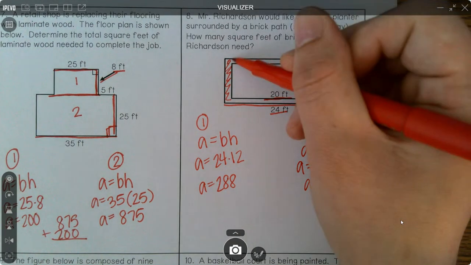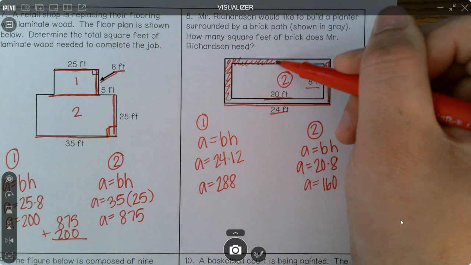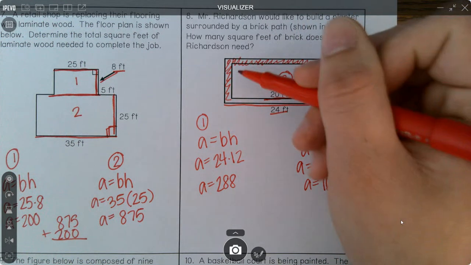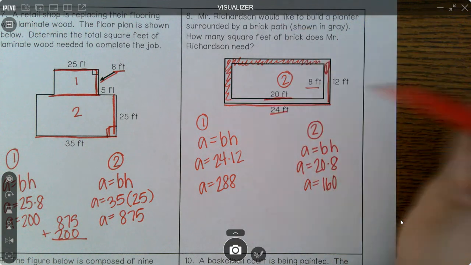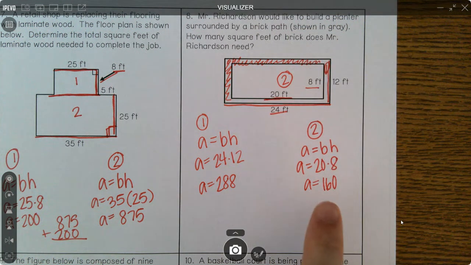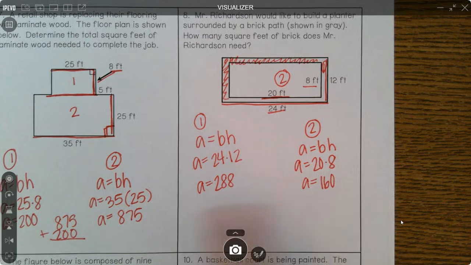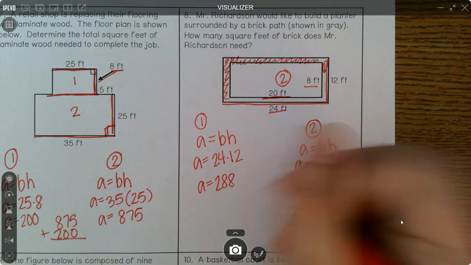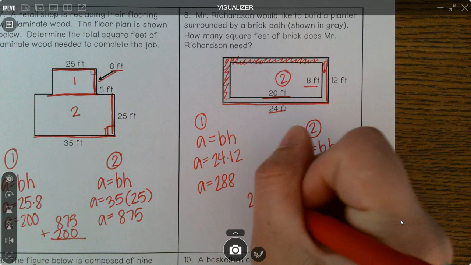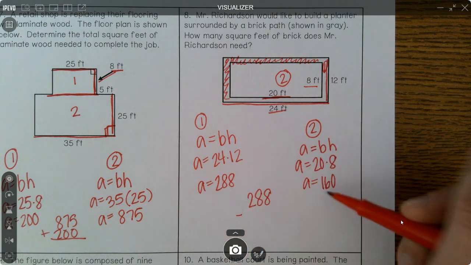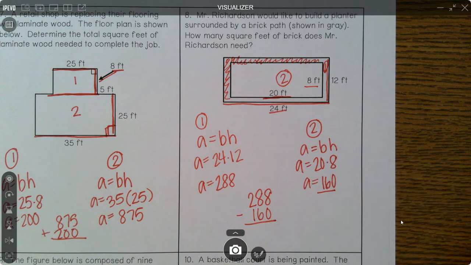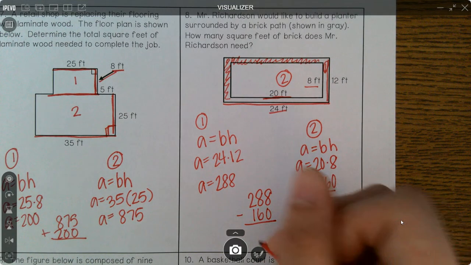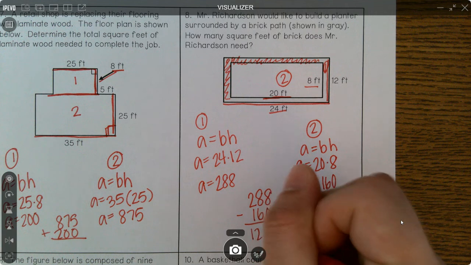Now, when I look at this, he wants a brick, he wants to know how many square feet this brick path is going to be. Is he filling this whole entire rectangle? He's not. So what could I do if I only want to fill the outside and not fill in this area? What could I do with these two numbers? I could subtract them because he doesn't want to fill in the whole thing. He wants to take this amount and subtract it by the inside area, giving him how much? He's going to need 128 square feet.